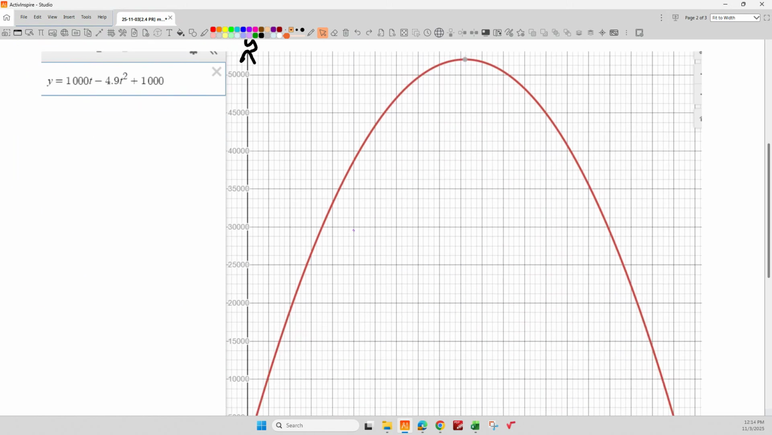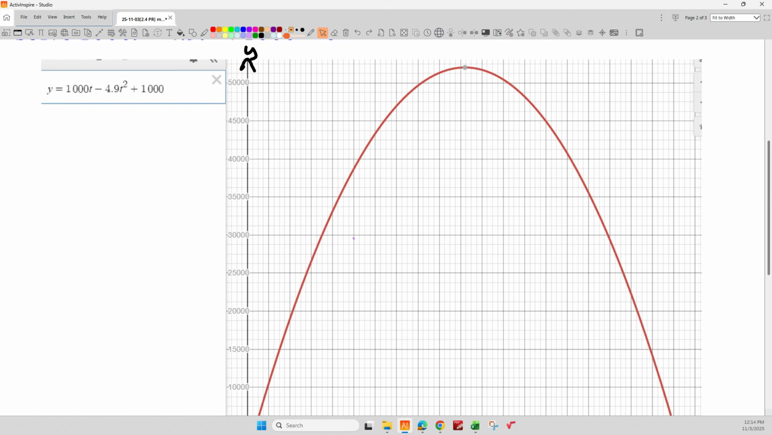And so the vertical equation of this line, let me just make this a little smaller for just a second here, if I do that.